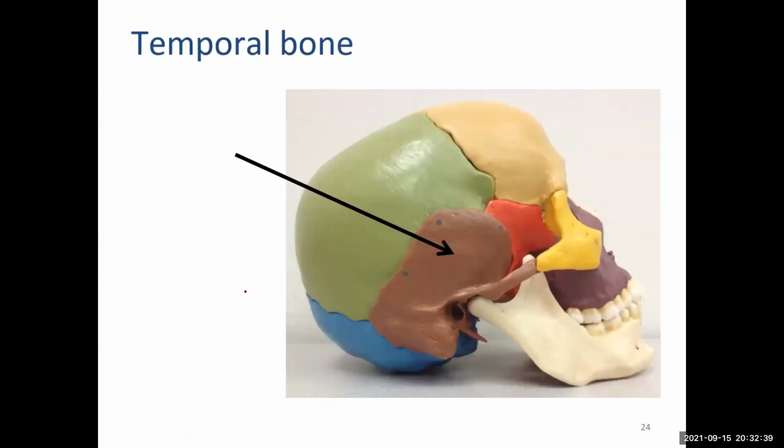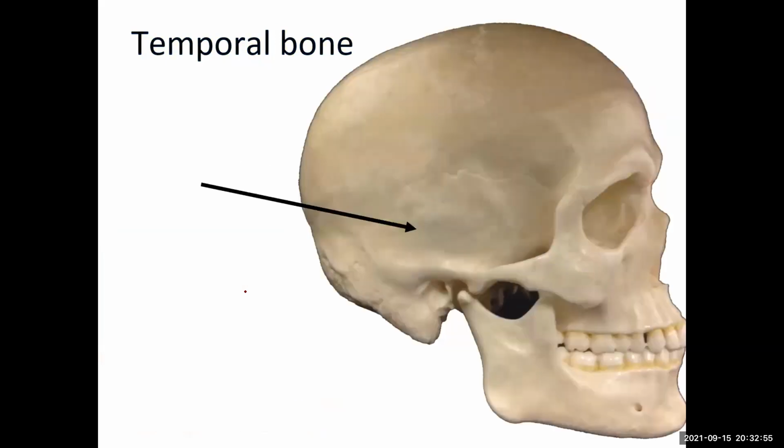All right. Here on the lateral view of the colored skull, we can see the temporal bone. It's that brown bone. You can see all those structures there. We're going to go through these in a moment. All right, that's the temporal bone. Here you can see it on this lateral view for this model.